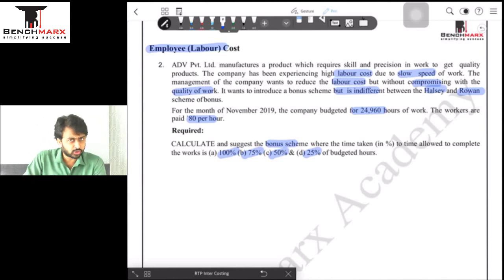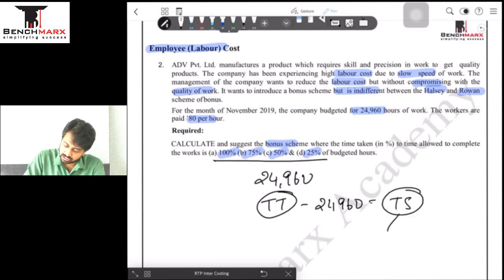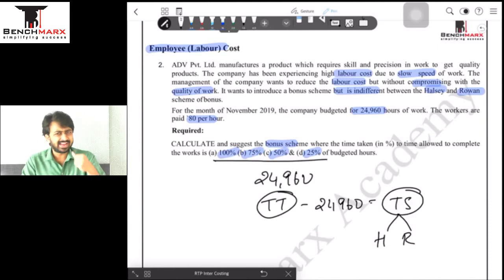So, इसमें कोई working note का जरूरत नहीं है. All I have to do is apply all these percentages on 24,960 and get the time taken. Once I get the time taken, compare that to 24,960 and I will get the time saved. And depending on this time saved, apply Halsey, apply Rowan and get the bonuses. And last में एक recommend कर देने का. ठीक है. सो लेट अस गो टू द सॉल्यूशन.